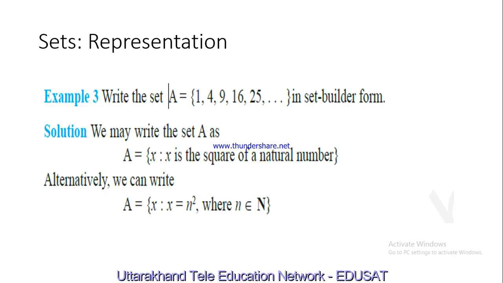Basically, capital N is the set that denotes all the natural numbers, and we are saying that the small n belongs to capital N, meaning the small n are different natural numbers. So A = {x such that x = n²}. For every single natural number you will have to find the square. So square of 1 would be 1, square of 2 would be 4, square of 3 would be 9, and so on. This now becomes the set builder form.